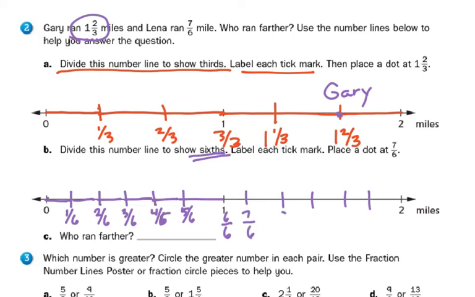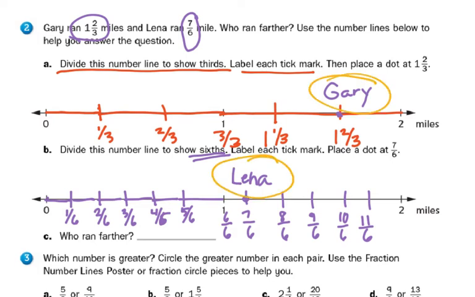7/6, 8/6, 9/6, 10/6, 11/6. And this would be 12/6, which is equal to 2. And the reason I kept it 6 is because Lena's does not use a mixed number, whole number plus a fraction. So Lena, let's go ahead and put Lena at 7/6. Go ahead and draw a dot and write Lena. So who ran further? Lena or Gary? Gary ran further. It's easy to see that on a number line. Let's continue on.